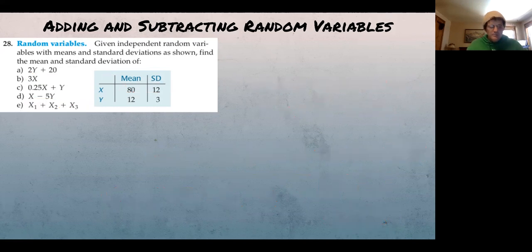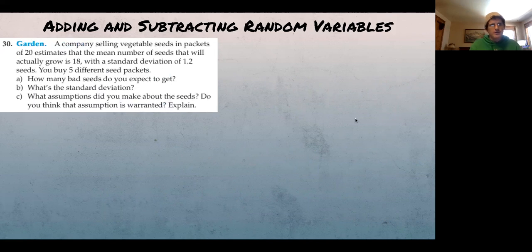All right, so let's put some context on this. Like I said at the beginning, I don't like these types of questions because there's no context and it's hard to know what the intention of the question asker is. But now with this question, we have some context. A company selling vegetable seeds in packets of 20 estimates that the mean number of seeds that will actually grow is 18 with a standard deviation of 1.2 seeds. And you buy 5 different seed packets. How many bad seeds do you expect to get? What's the standard deviation?